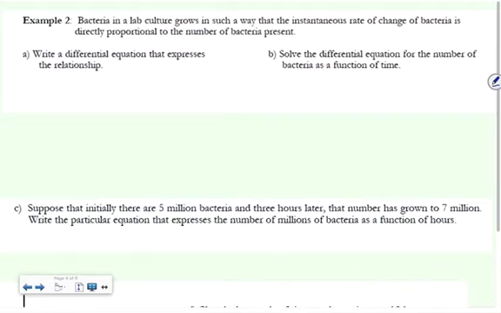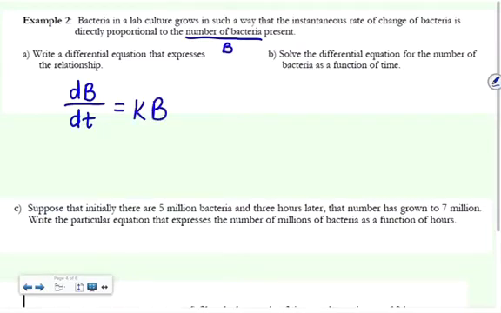So if they asked this on the AP test, if they said part A, write the differential equation that expresses this relationship. And let's let P again be the population of the bacteria. Or we could let it be B. Maybe number of bacteria, let's let it be B. What would the differential equation be? dB over dt is directly proportional to the number of bacteria.